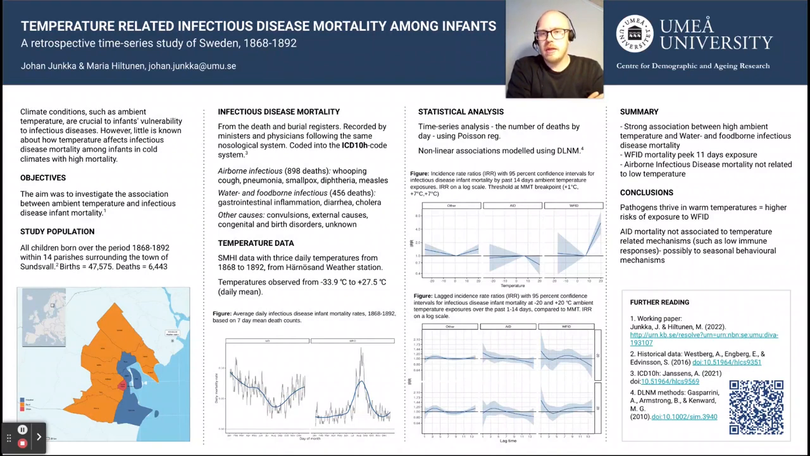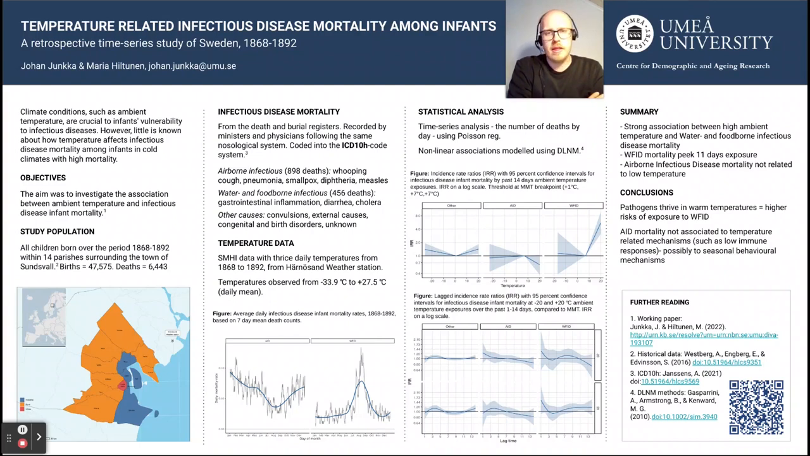In this study, we look at the association between ambient temperatures and infectious disease infant mortality in Sweden during the 19th century. We use data from parish records that record all children born over the period 1868 to 1892 and when they die, within 14 parishes surrounding the town of Sundsvall. That's about 47,500 births and almost 6,500 deaths.